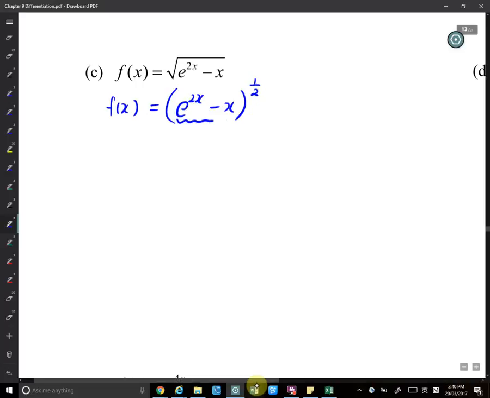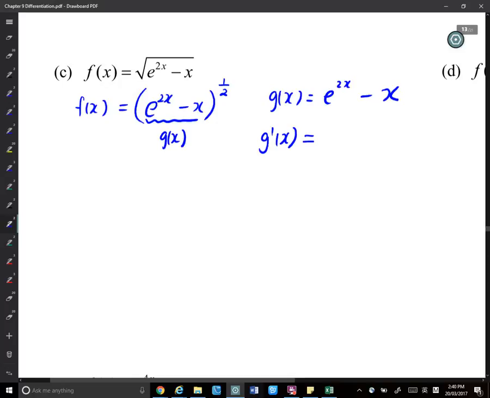Let's say we name this as g(x). So g(x) equals 2e to the power of 2x minus x. So I know I need to derive that. Let's derive that directly. So what is g dash x? g dash x will be: derive the thing in the log, derive 2x, you have 2, and then e to the power of 2x, minus x will be minus 1.